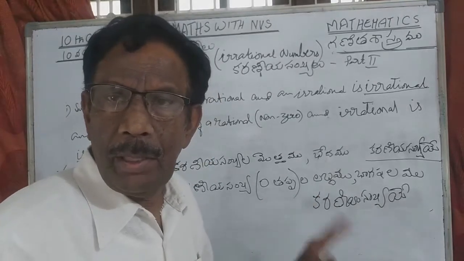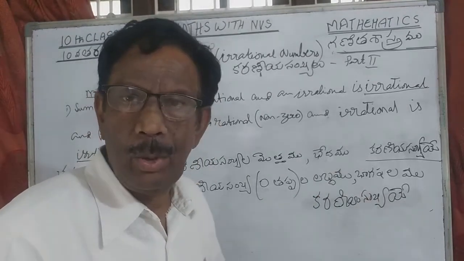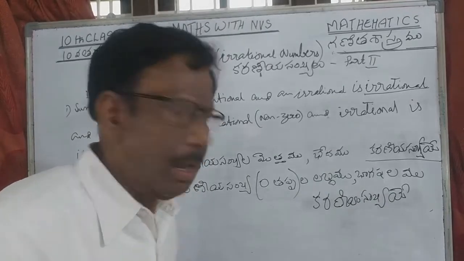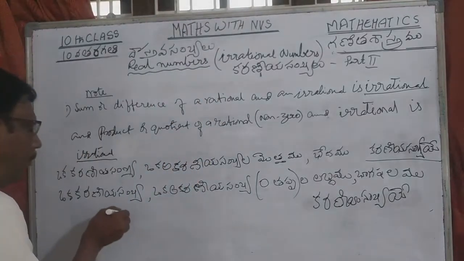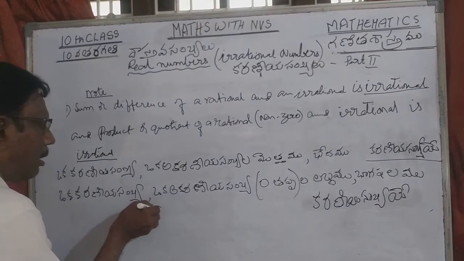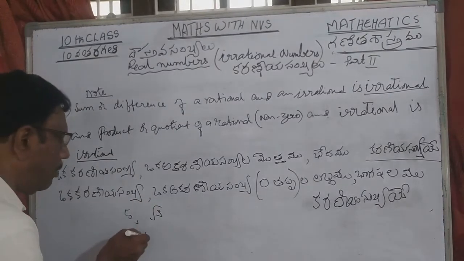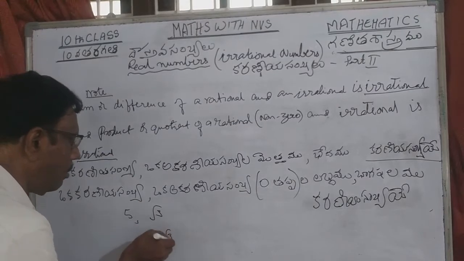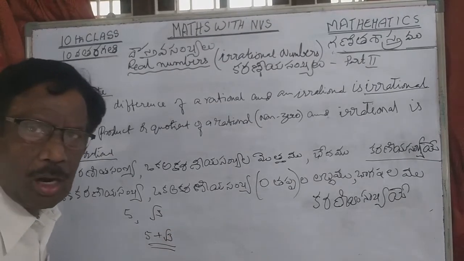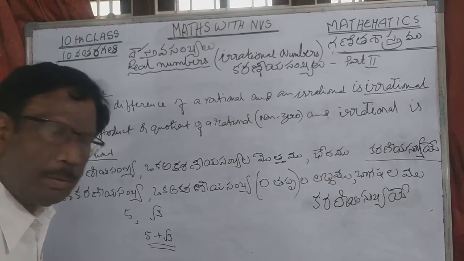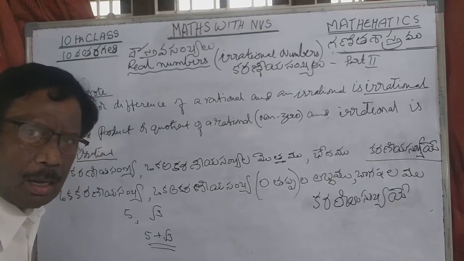నీకు లబ్ధము భేదము రెండు కూడా కరణీయ సంఖ్యలే అవుతాయి. మనం ఈజీగా ఫర్ ఎగ్జాంపుల్ తీసుకున్నాం. Let 5 and √3. 5 is rational and √3 is irrational. So find 5 plus √3. What is 5 plus √3? You cannot find the correct answer. 5 plus √3 is irrational only.